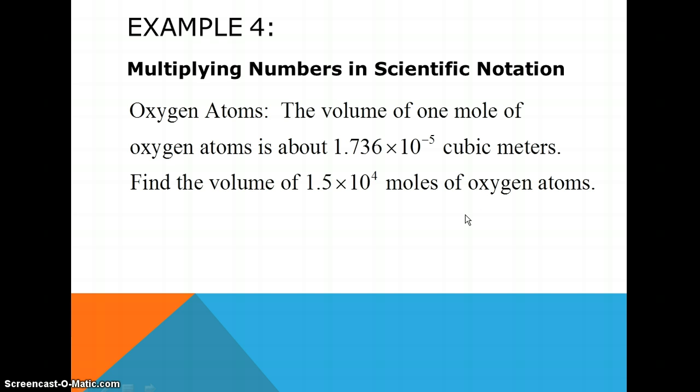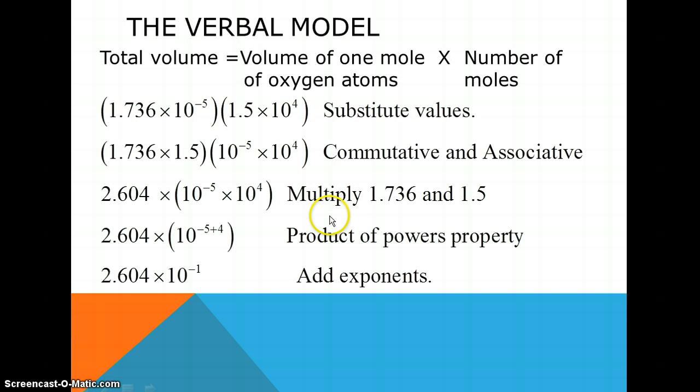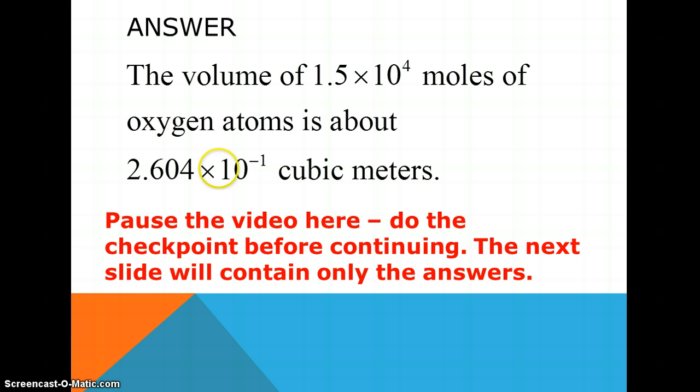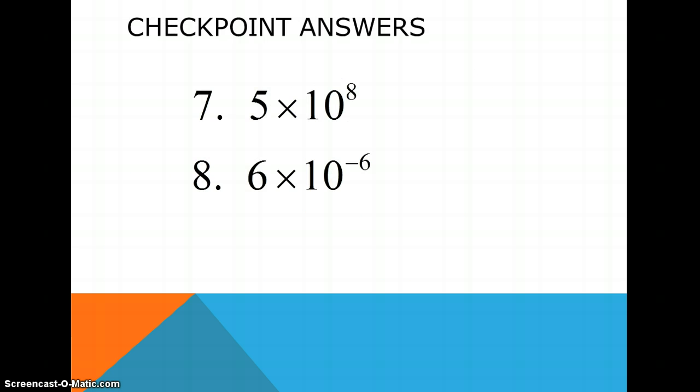Example number 4 deals with oxygen atoms, and we're going to be multiplying this number and this number to find this volume that they're asking for. And here's the process. So the volume of oxygen atoms is your product after you multiply. Here are your checkpoint answers.